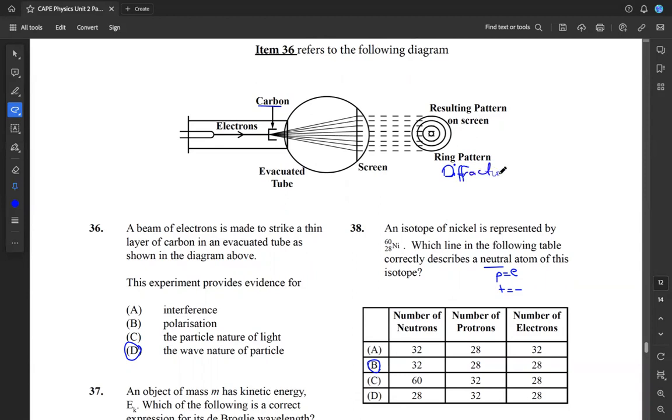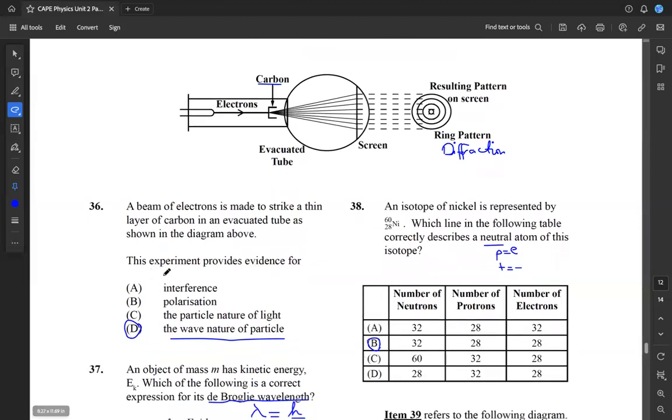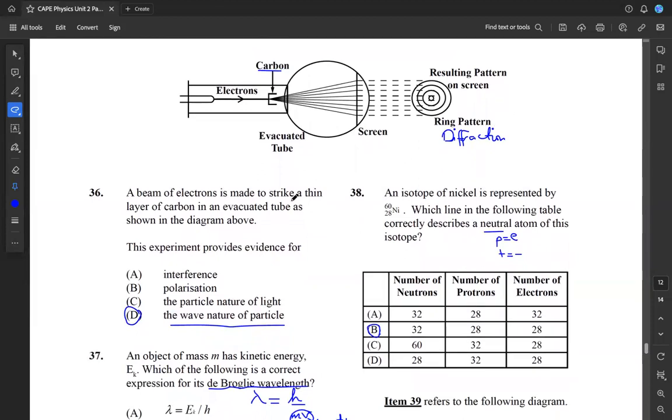So earlier, remember we said that whenever we have diffraction or interference, what does that tell us about? That gives insight into the wave nature of something, right? So this experiment is going to provide evidence for the wave nature of particles, because when we do this, we get some diffraction pattern. So that would imply that electrons have wave-like properties, right? So that's what this means. It's evidence for the wave nature of particles because we got diffraction, okay?